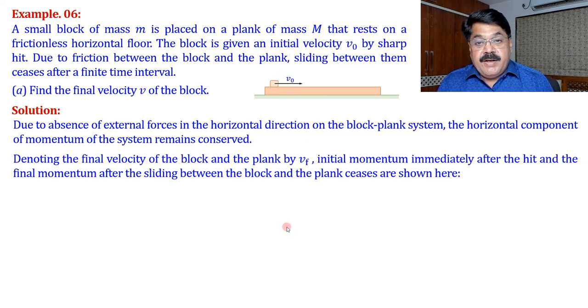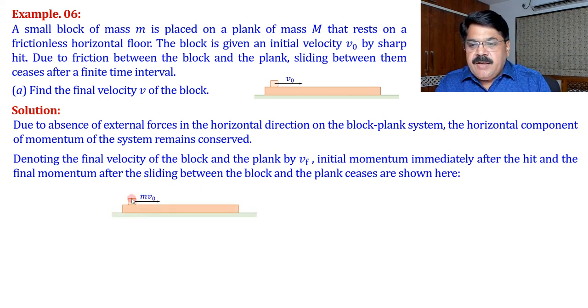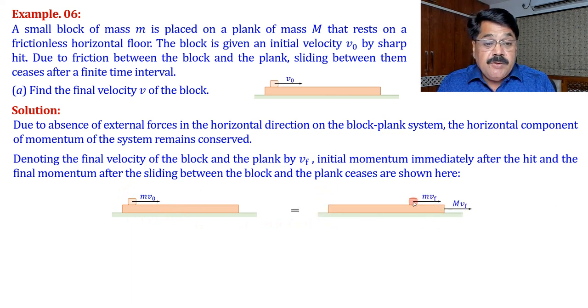Of course, during the hit, there is friction between the block and plank, and that is acting on the plank, but this friction is finite and the duration of the hit is infinitely small. So during that time, the plank will acquire a velocity which can be neglected for all practical purposes. So we can say the velocity of the plank immediately after the hit is 0. That is the momentum immediately after the hit. Only the block has acquired any appreciable velocity, and the velocity of the plank is negligible, so we assume it is 0. After the slipping ceases, both are moving with the same velocity v final. So these are the momenta.